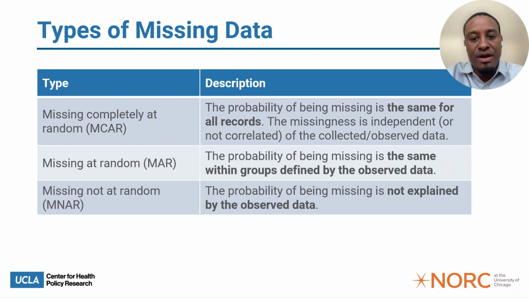And lastly, we have missing not at random. This is the toughest scenario. It is when the missingness cannot be explained by any of the observed data. The classic example is when people with very high income are less likely to report it. In this case, the missingness depends on the value itself.